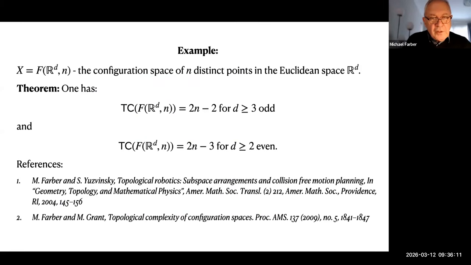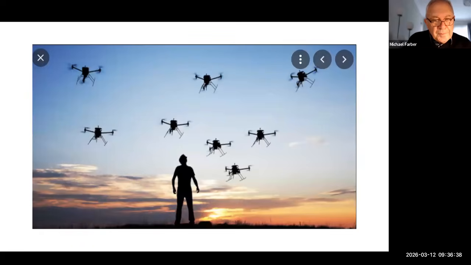I wanted to mention this example. If we just have n pairwise distinct points in our d-dimensional space, then this topological complexity is approximately twice the number of points, and it depends on the parity of the dimension, and it was calculated very precisely in those papers. And this actually is relevant to controlling multiple drones viewed as a single autonomous system.